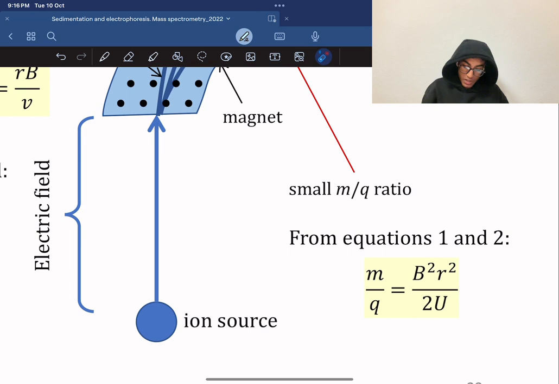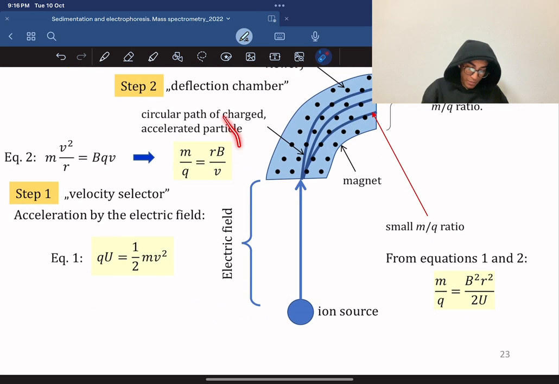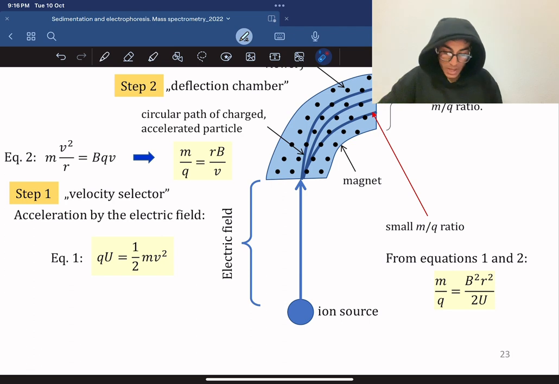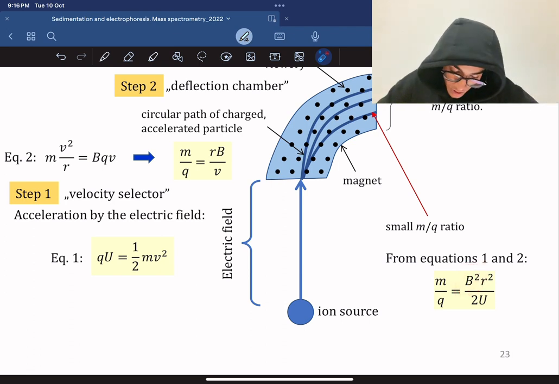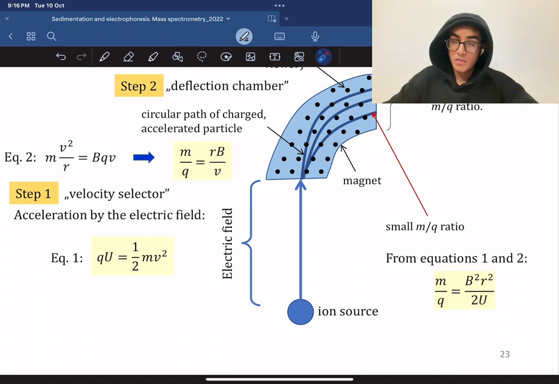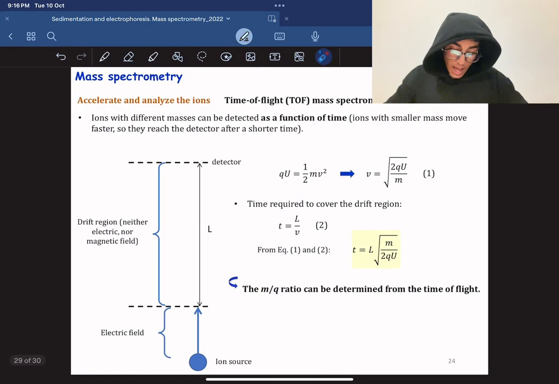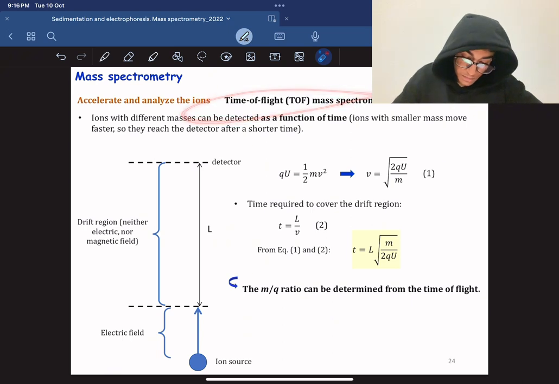And then we get this one from these two formulas. What do we get? We get this. Very important to remember this. We get m equals B square, magnetic field squared, radius squared, charge Q, and 2 times the potential U. Very important. So this is again the mass spectrometry time of flight thing, as I explained.